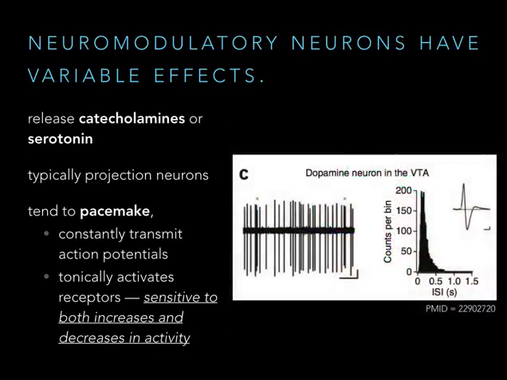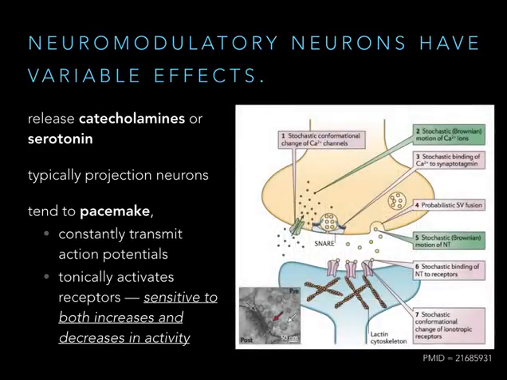These neurons also tend to pacemake. What that means is they always fire action potentials. They're always releasing their neurotransmitter. The reason for this is that it allows us to sense an increase or decrease in activity. Okay, so we're constantly transmitting those action potentials. And what that translates to is a constant release of neurotransmitters.